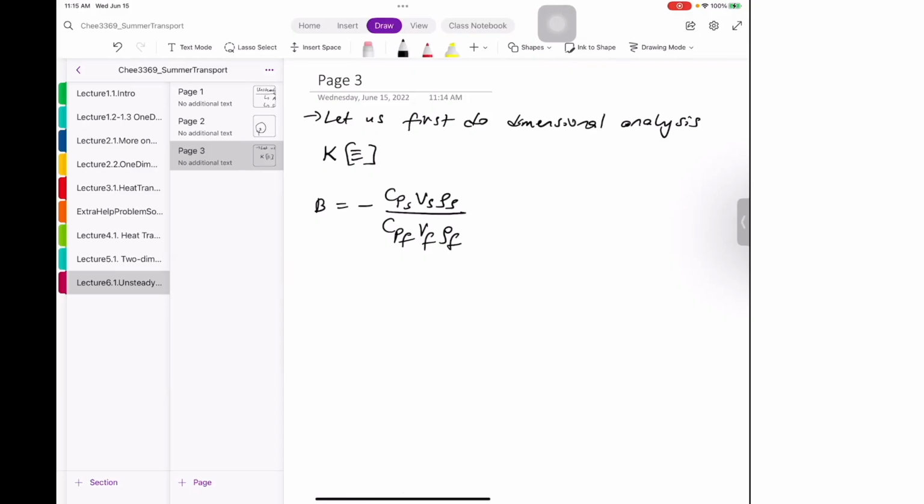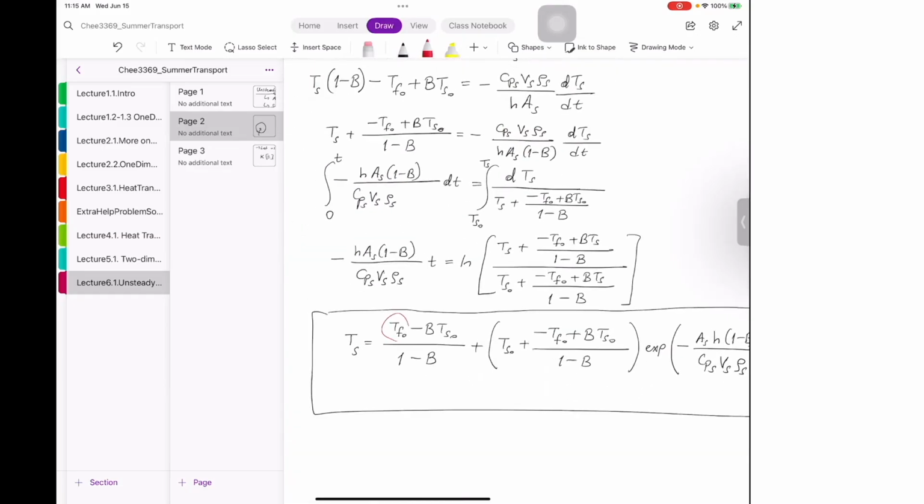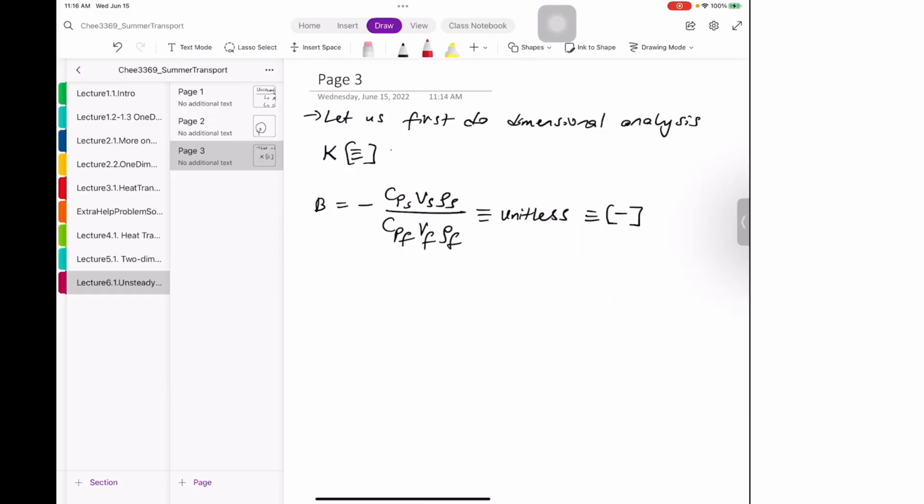And all has the same units. So the Cp has the same unit as Cpf, so they cancel. Basically, you get unitless. Or in other words, we actually show it. No units. So the B doesn't have units, and here in this term, this is going to be Kelvin minus Kelvin divided by unitless. So you get Kelvin there, the first term.